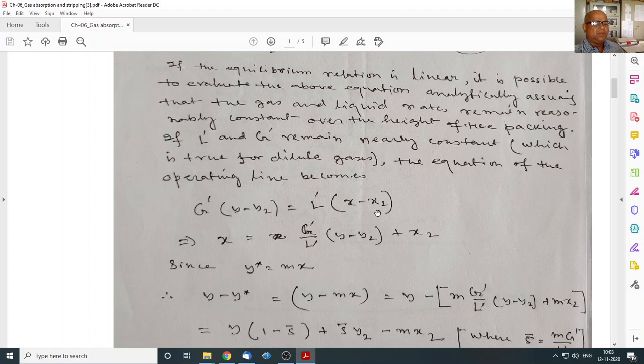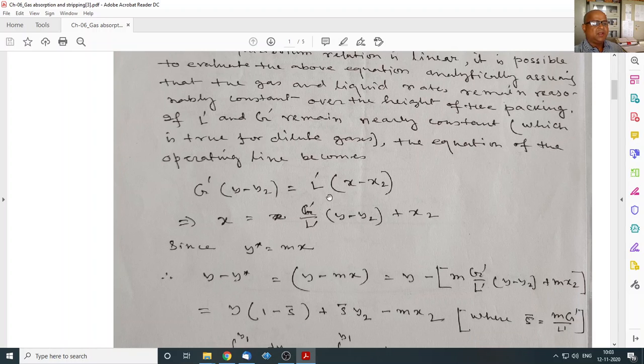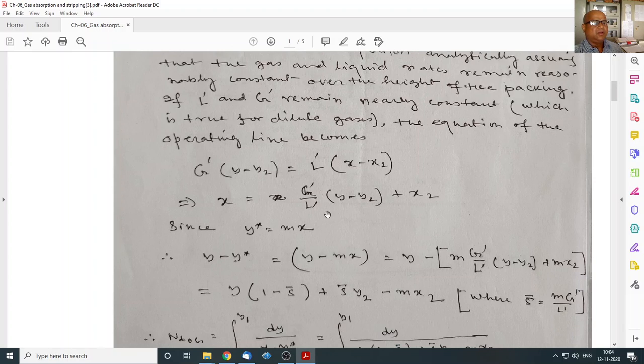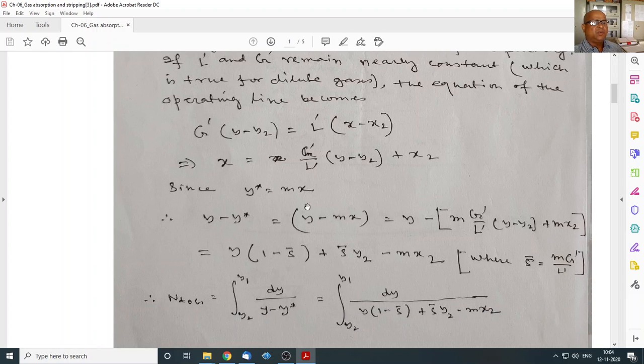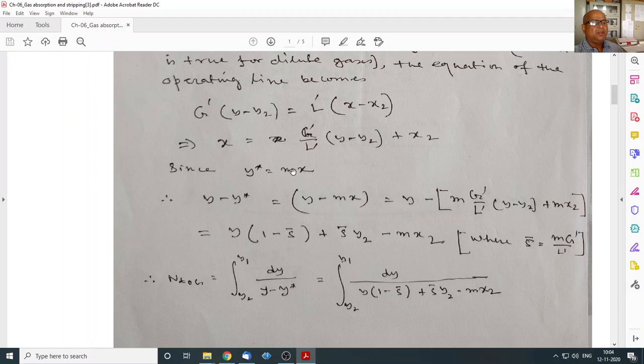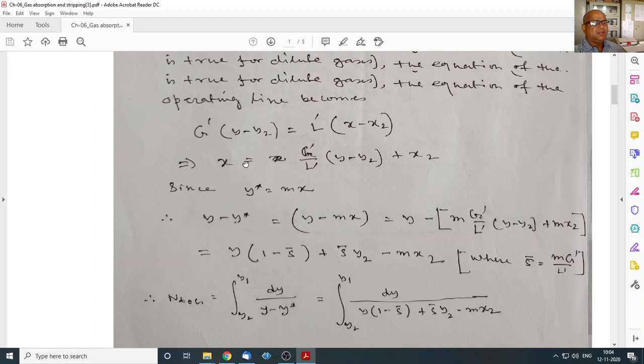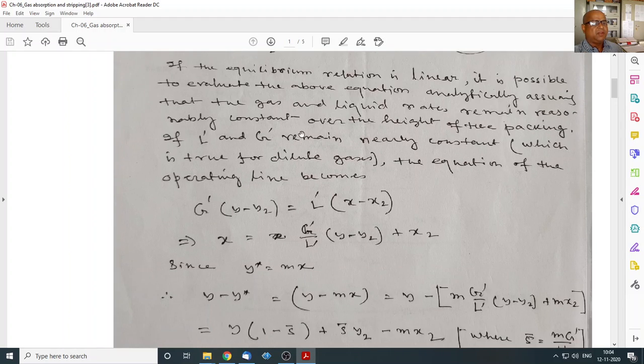So this will be the mass balance equation. So I can write x equal to G'/L' (y minus y2) plus x2. Now what is y star? Y star is mx, from the equilibrium relation, because y star is the equilibrium concentration. Now if I write this term, what is this term? Y minus y star.